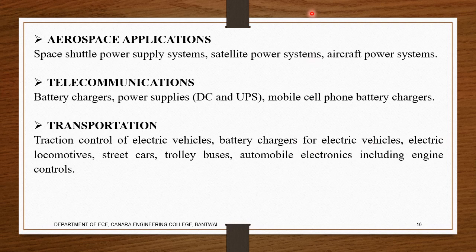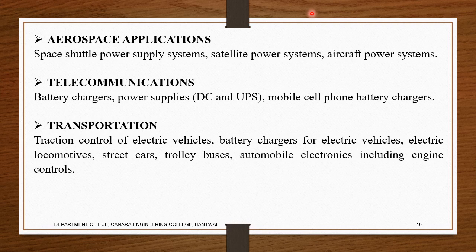Next one is the aerospace application: the space shuttle power supply systems, satellite power systems, aircraft power systems. This is usually where we use power electronics, where we require a high amount of power. Then the telecommunication: the battery chargers, the power supplies, DC and UPS, the mobile cell phone battery chargers, they are also used. Then the transportation, where in transportation the traction control of electric vehicles, where it can make the speed reduced and increased.